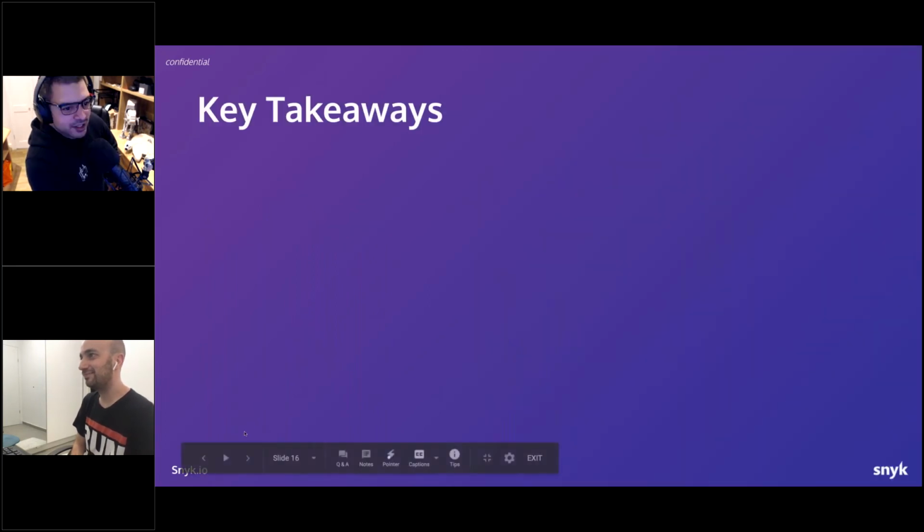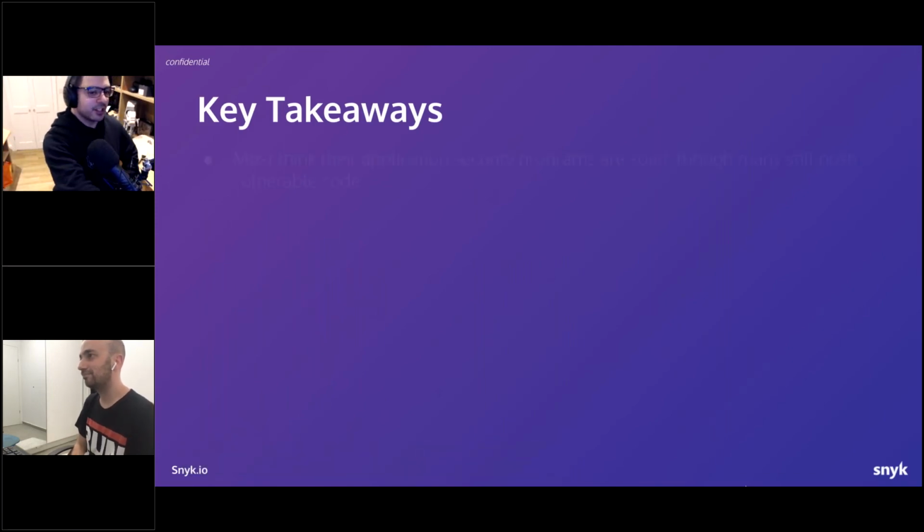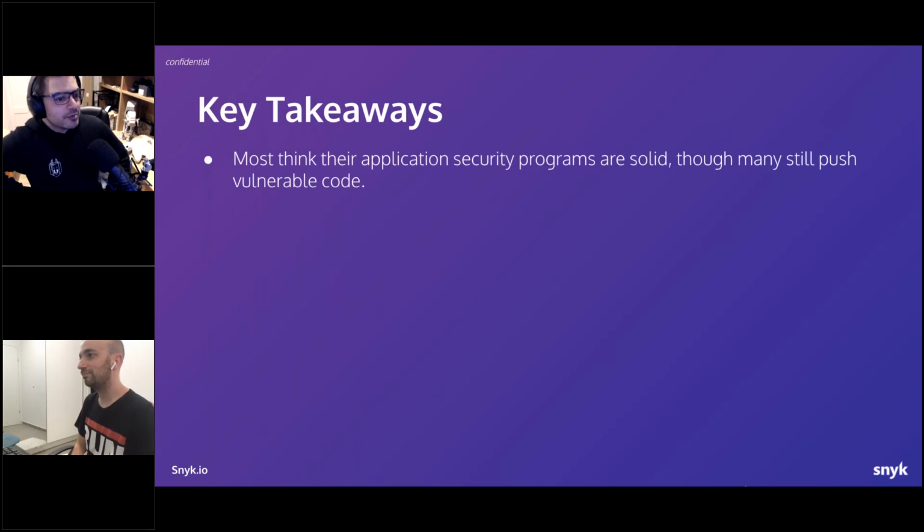Awesome. Let me go to the next screen where we go through some of the key takeaways, and these are some of the key takeaways which have come from the report, and I think this is important to mention here. So, first of all, this is a really interesting one, Avishay. Most people think their application security programs are solid, though many still push vulnerable code. Why do you think people are pushing vulnerable code? Do people know better than the tools? Do you think it may be a reachability issue, or are there thresholds which people are allowed to push vulnerable code through? Why do you think this might be the case?